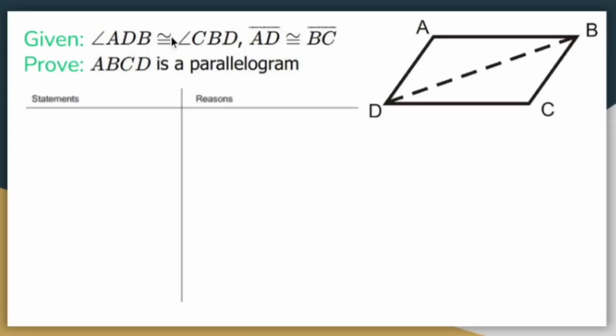Given that angle ADB is congruent to angle CBD, and also that AD is congruent to BC, I need to show that ABCD is a parallelogram. There are many ways that you can do this. And I did a video where I used what's called the opposite sides theorem converse.